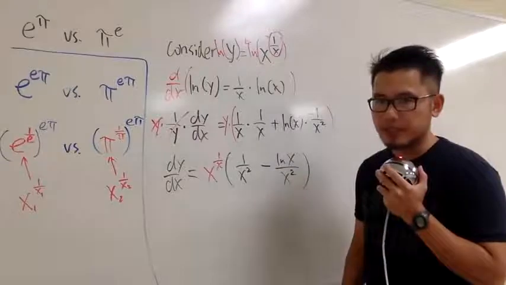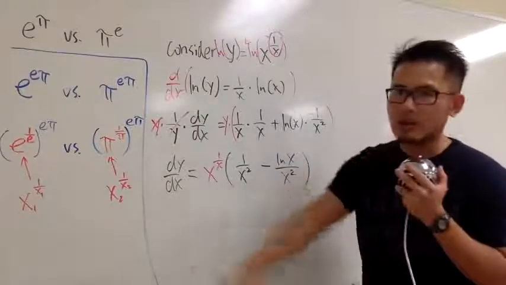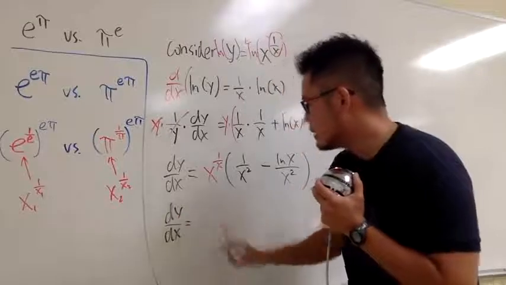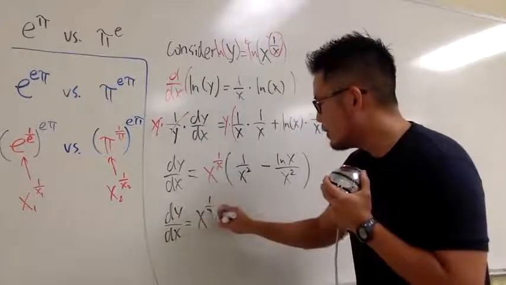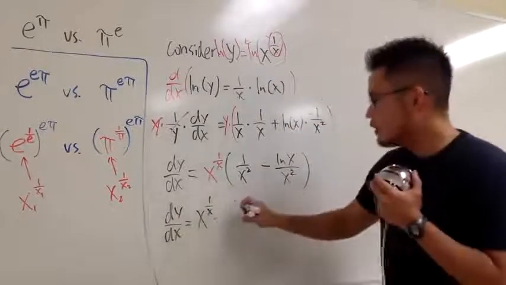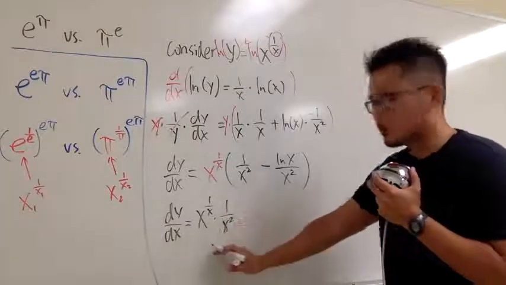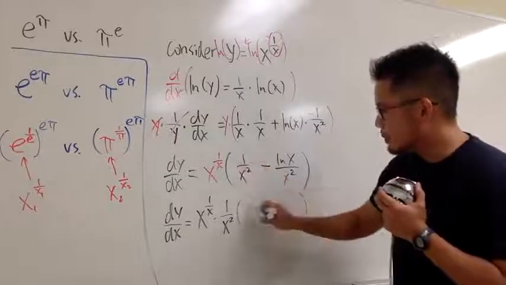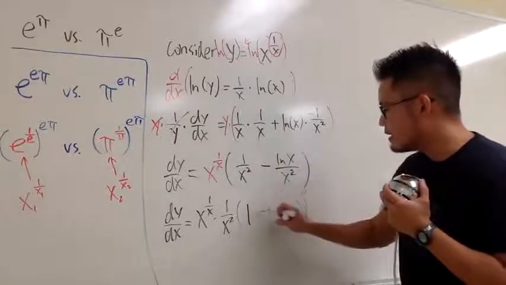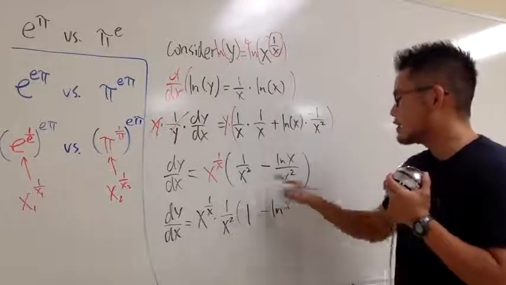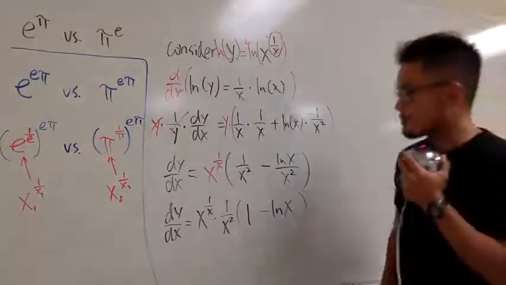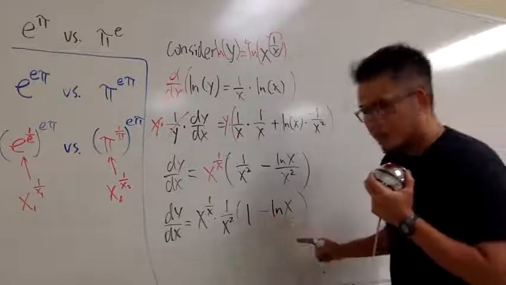And then let me do one more step with you guys, because I see that they both have the x squared in the denominator, right? Let me factor that out. So let me write it down. dy/dx is equal to x to the 1 over x times 1 over x squared. Let me write it down this way. Okay. So this right here will be 1, and this right here will be just minus ln x. I factored out the x squared in the denominator in the front already. So here is the derivative.